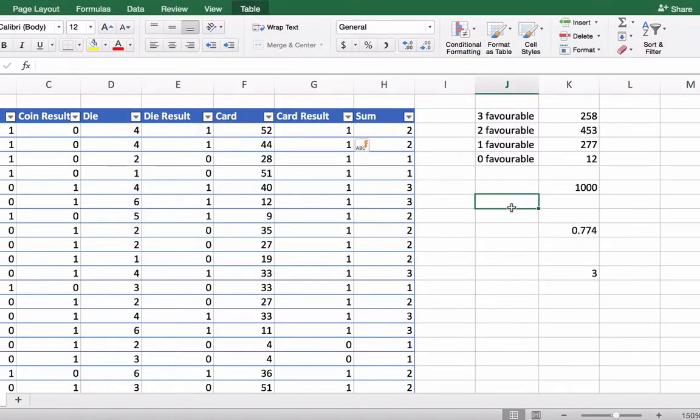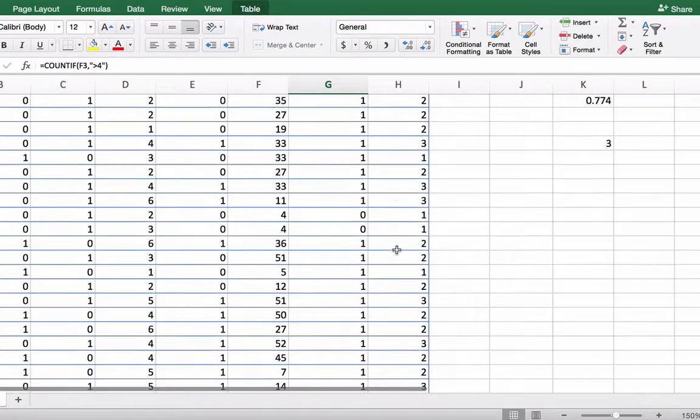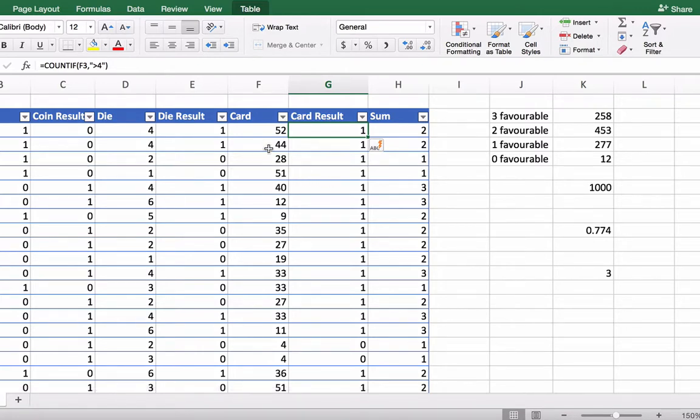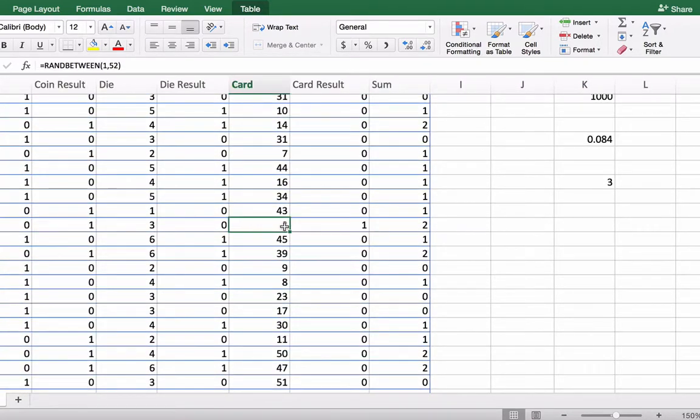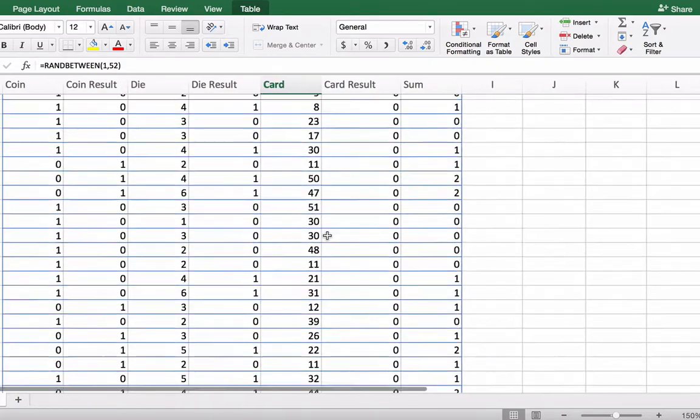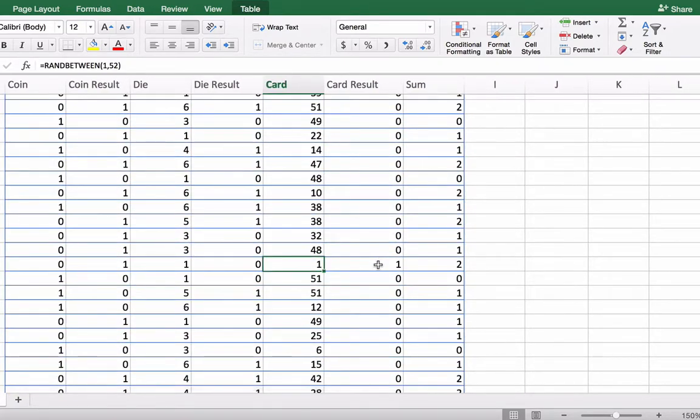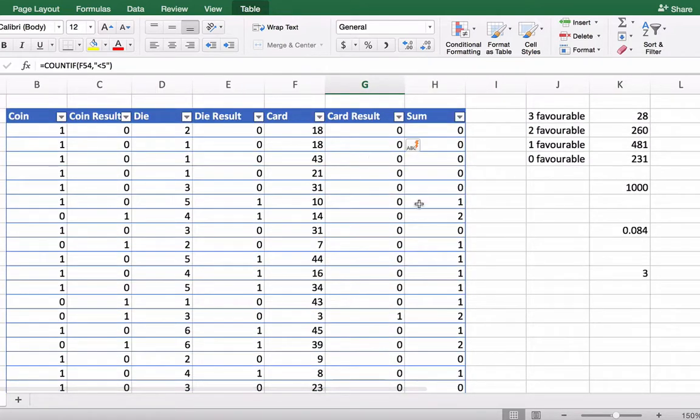And so now the number of favorable here is quite a bit because I've done this wrong. I have to say is less than 5. And so most of the time, you can see we have a 3, so that's a 1. Any other ones in here? A 1 is a 1. So that means that we now have reduced our number of favorable outcomes.